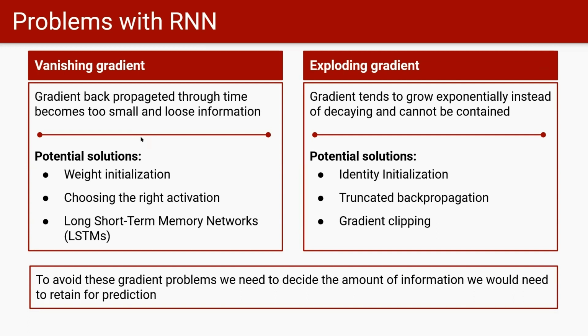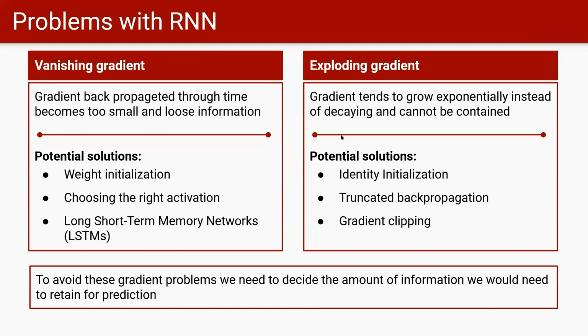RNNs often run into two major problems during backpropagation through time, as the weights and biases are being updated, and sometimes this makes them hard to train. One of these problems is the vanishing gradient problem, which occurs when the gradients that carry information across the network become small. And with further update of these gradients, they become even smaller until they become insignificant and lose all information. At this point, the network no longer learns. We can potentially solve this problem through careful weight initialization, choosing the right activation function, and by using LSTMs, which are long short-term memory networks. We will discuss LSTMs in detail shortly.